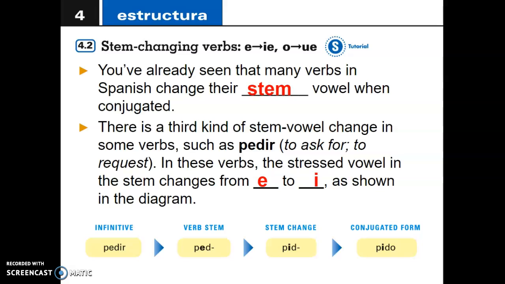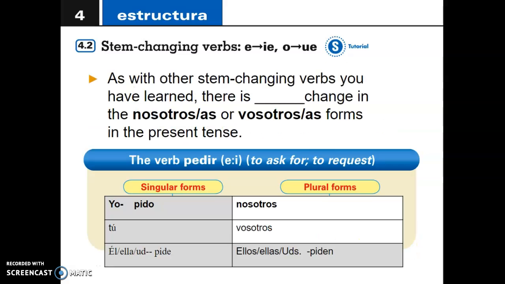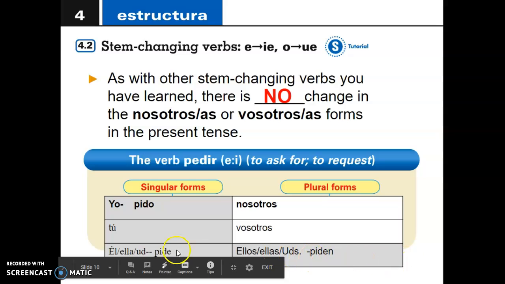Pedir, so we have our normal stem, which is ped, but since we have a stem change, we're going to go pid, and then we're going to add our endings like normal. Pido, pides, pide, pedimos, pedís, piden. So, yeah, we'll talk about that in a second. As with other stem changing verbs, I've repeated this 2 times already, but it doesn't hurt. There is no stem change in the nosotros and vosotros form. Just keep remembering that. Write that down. No stem change, nosotros and vosotros. Again, it's a boot to represent that, yep, these will not change.